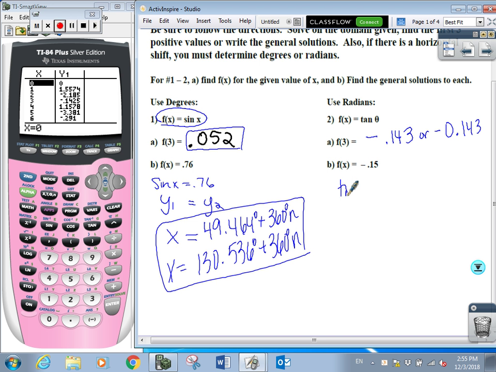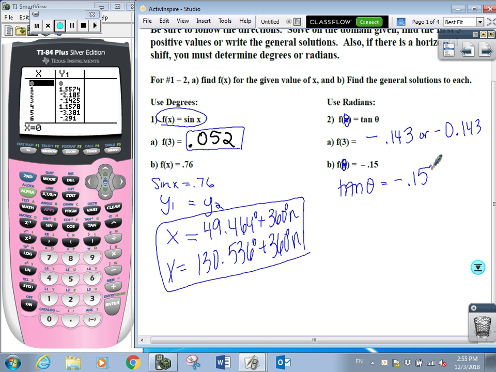Oh, and all these should be the same variable. Either this should be tangent x or these should be thetas. Those can't ever be anything else. So tangent theta equals negative 0.15, or you can change that theta to an x. Just a typo on there.